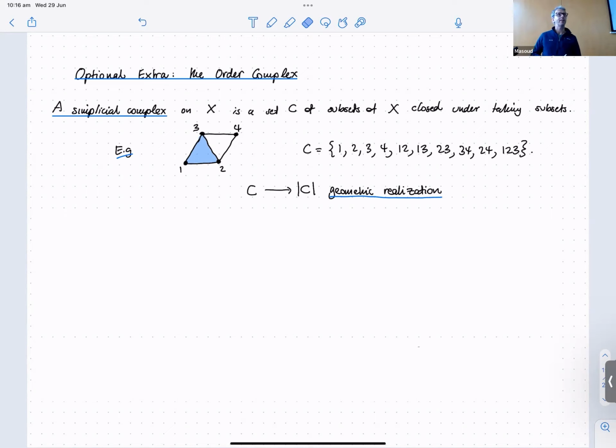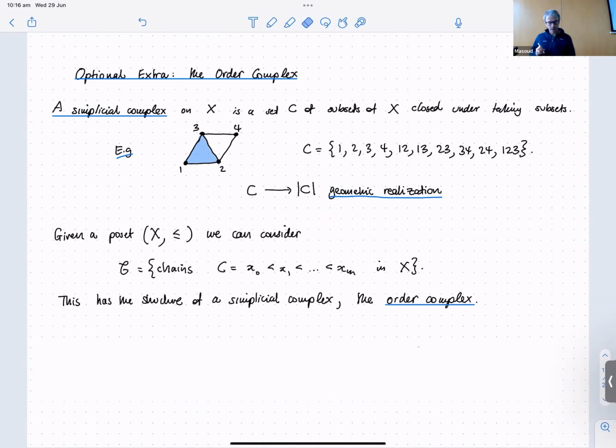Whenever I have a simplicial complex, I can take simplices, glue them together, and form a geometric object. This is called the geometric realization. So given a poset, we can consider the set of chains. This means in my poset, I start somewhere and then go up, up, up. This gives me a subset of all vertices of my poset. And obviously, if I take a subset of a chain, that's still a chain by transitivity. And so I get a simplicial complex, which is called the order complex and is important in combinatorics.